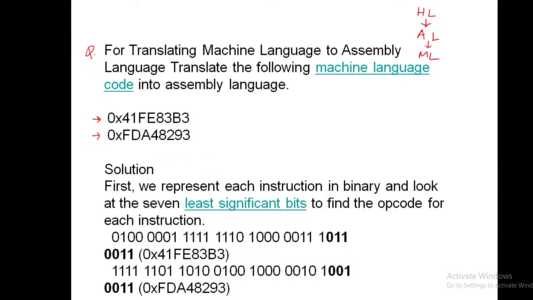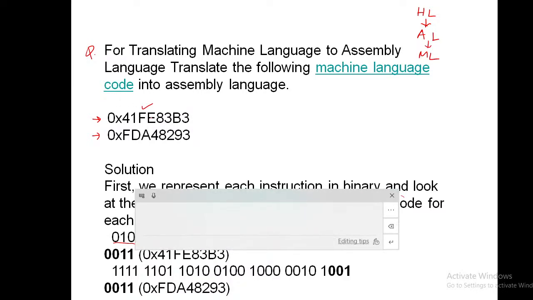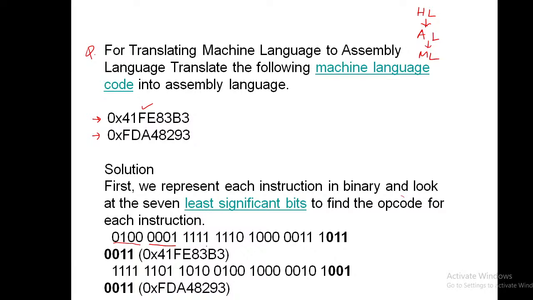The first one is 0x41FE83B3. Each of these is a hex code, and when converting into binary, each digit is represented by 4-bit binary. What is the binary of 4 in 4 bits? This is 0100. Then 1 is 0001. F is 15, so it is 1111. E is 14, so it is 1110, and so on, up to 3, which is 0011. So the whole thing is the binary representation of the first machine language code.